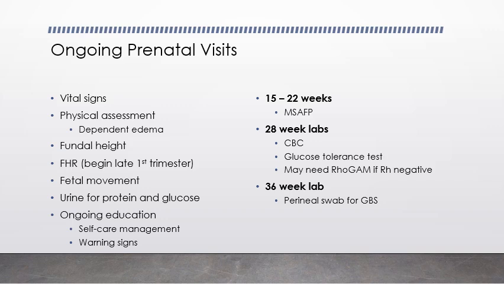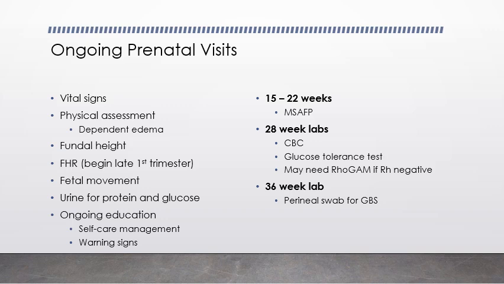During the second trimester or the late first trimester, they begin taking fetal heart tones, listening to make sure the baby's heart rate is where it should be, and how fast it should be. Asking the mom if she's feeling any fetal movement yet. They dip the urine for protein to screen for problems with the kidneys like preeclampsia, and they also screen for glucose that could indicate diabetes, gestational diabetes.